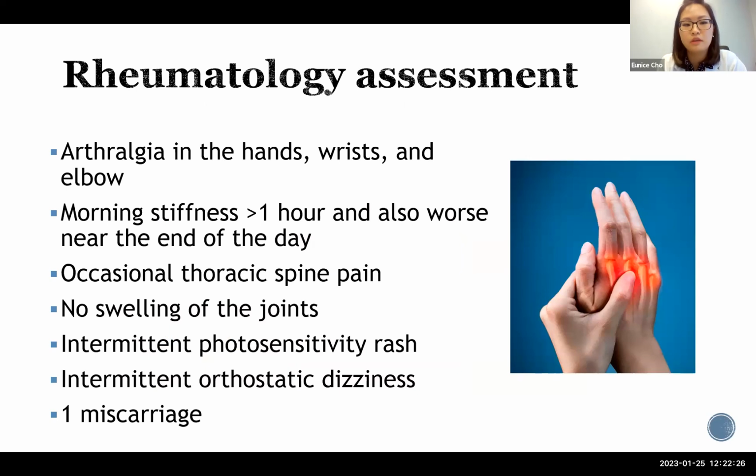When the rheumatologist saw her, she told her the same thing again: arthralgia in the hands, wrist, and elbow. She complained of morning stiffness for more than an hour, and her pain tended to get worse at the end of the day with excessive use. Ever since her thoracic surgery, she had occasional thoracic spine pain, but there was no actual swelling of any of the joints. She complained of an intermittent photosensitive rash and some dizziness at times with orthostatic changes. She also mentioned her miscarriage history to the rheumatologist.